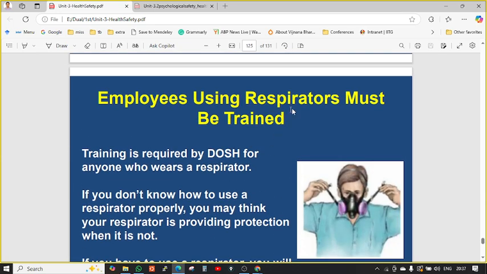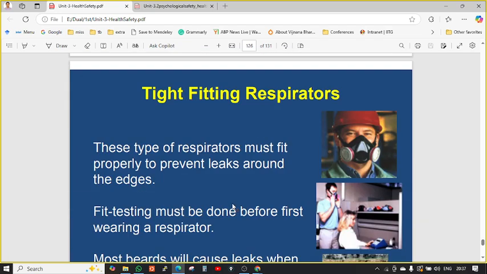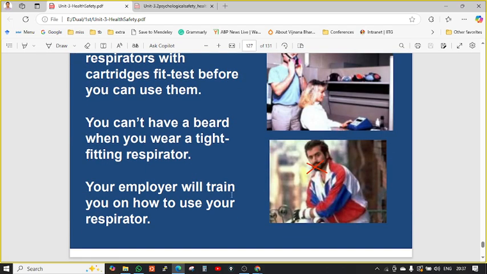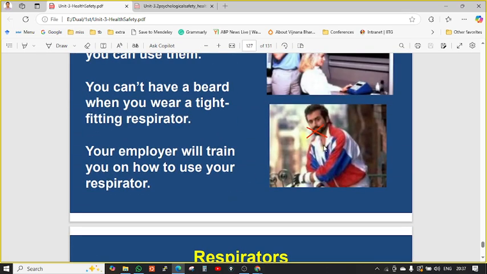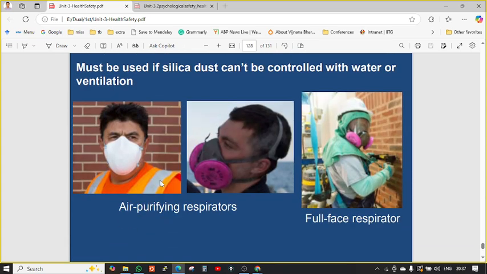Employees using respirators must be trained how to use them. Tight fitting respirators are very necessary. So learn how to use respirators. Without a face mask, you should not visit the patient. There are air purifying respirators and full face masks. So according to the exposures, you have to choose different kinds of face masks or other safety PPEs.